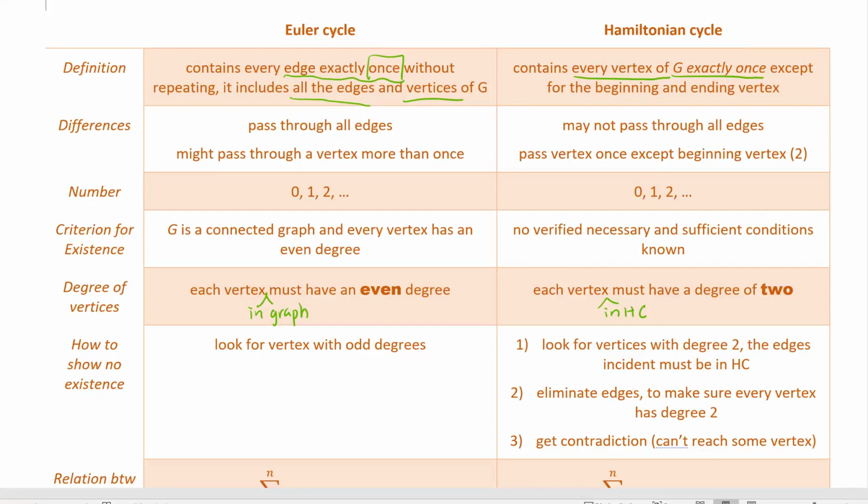Okay, next, how to show non-existence. Well, if we find a vertex with odd degree, then we can show there's no Euler cycle. And for the Hamiltonian cycle, we introduce two methods in general.